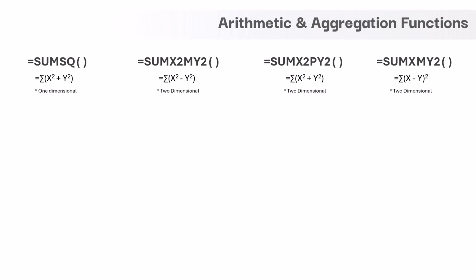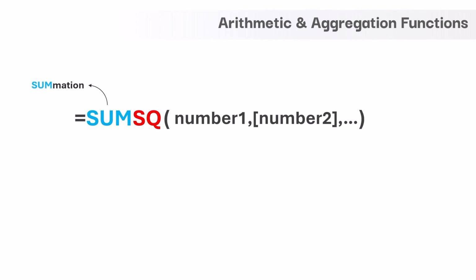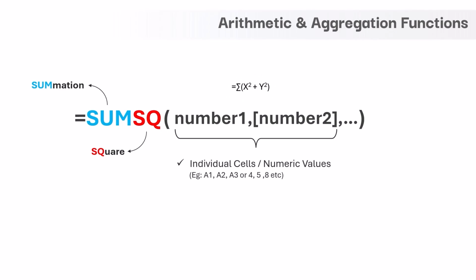So let's get started with the SUMSQ function. This function has only one mandatory argument, and let's try to break down each of its elements. The name of this function has two elements. First is the name sum, which stands for summation, and second is sq, which stands for square. So basically, SUMSQ is used to find the square of all input values and then find the summation of all those values.